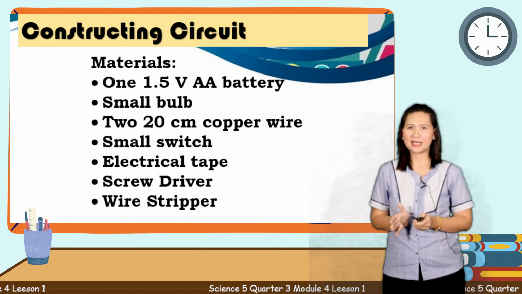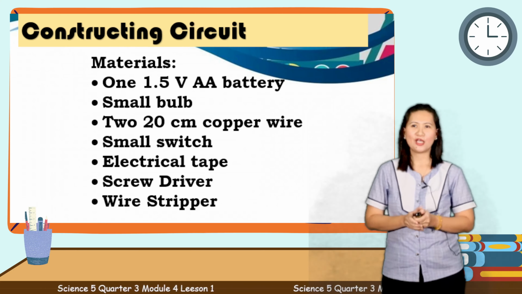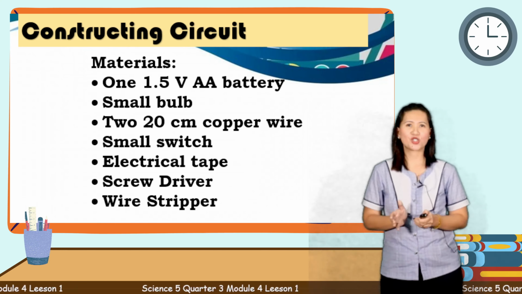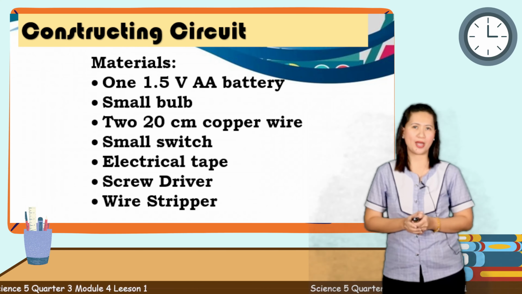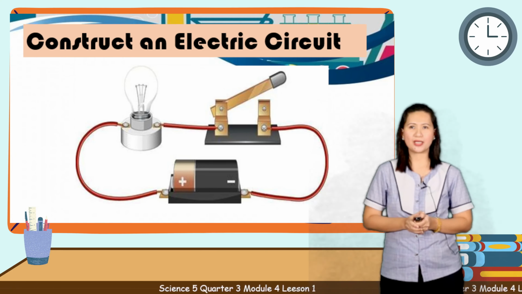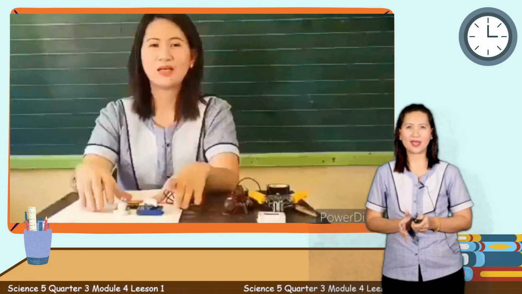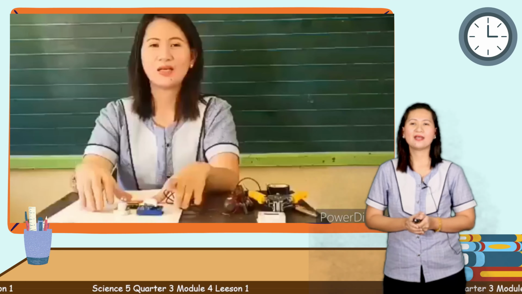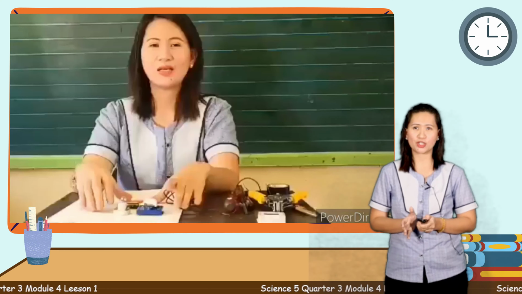Here are the materials that we need: 1.5 voltage AA battery, small bulb, 220 centimeter copper wire, small switch, electrical tape, screwdriver, and wire stripper. So we are going to construct an electric circuit like this. I have prepared a video for you to watch. Please listen very carefully because after that I have some questions for you.